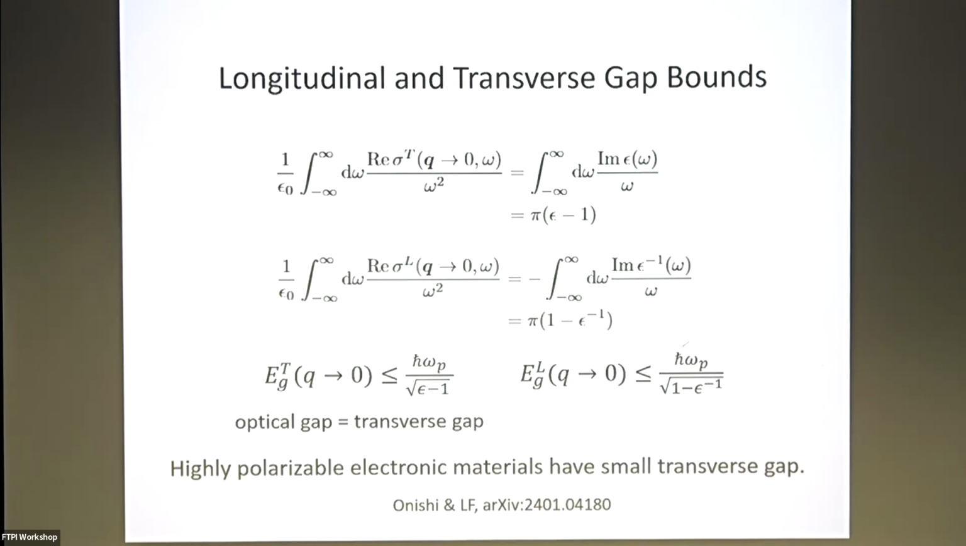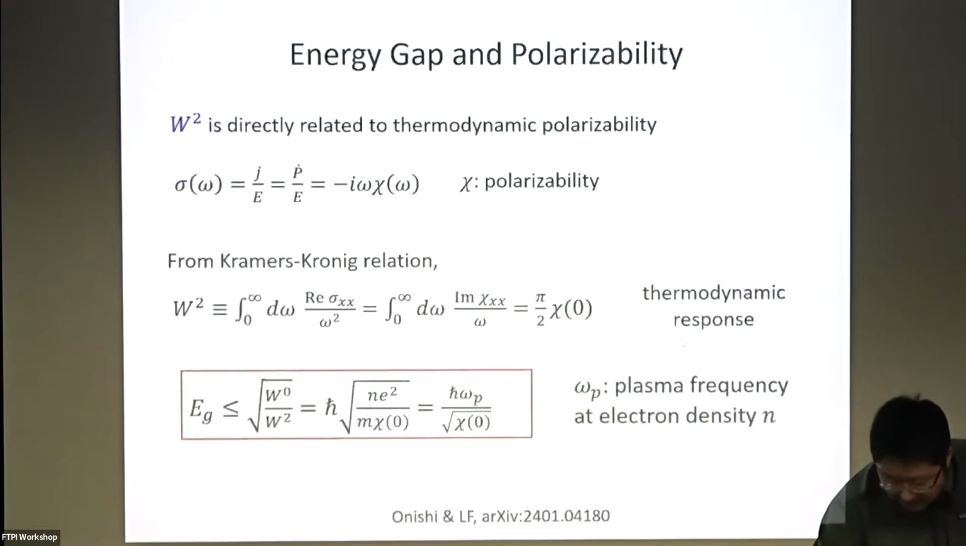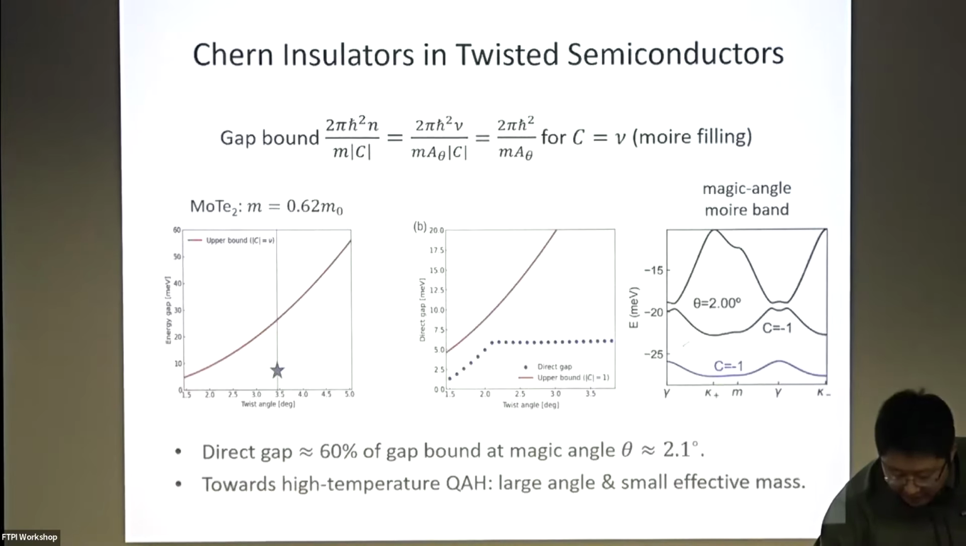In your first part, you show the calculation of the energy gap bound in MoTe2 versus the true calculations. So what does the gap difference between your upper bound and the actual calculation tell us? Yeah, can you repeat, please? The question is that if you look at the real materials, the gap does not reach the bound, but there's still some finite distance between the gap and the bound. What does it tell us?